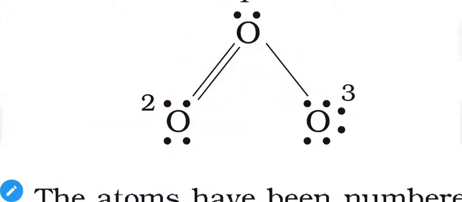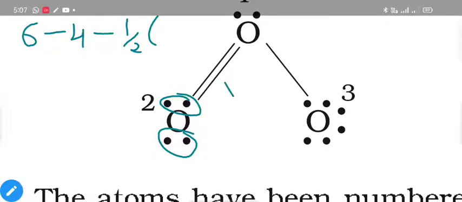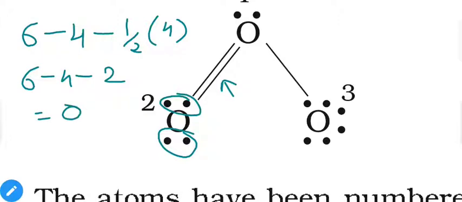And now let us use the equation as mentioned. The number of valence electrons in the free state, 6, minus the number of lone pair electrons. So we have 2 plus 2, 4 lone pair electrons, minus the number of shared electrons, multiplied by 1 by 2. So 1 by 2 multiplied by the shared electrons. We have 4 electrons shared because it has a double bond. So that means 6 minus 4 minus 2 is equal to 0.